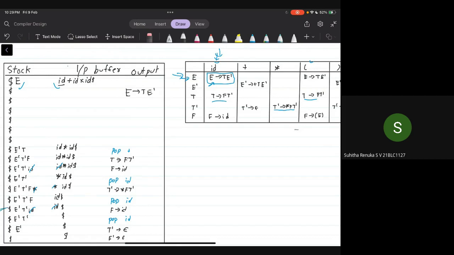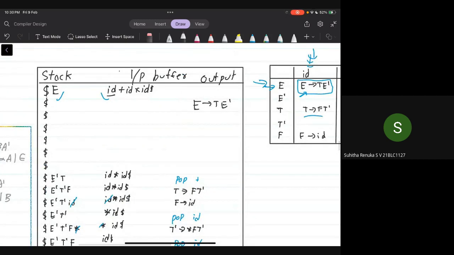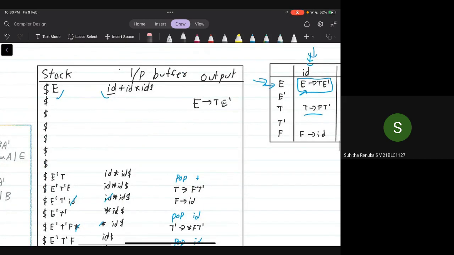Now this is a stack here on the left side. So what you do is, you have to put from the right side. So E will be substituted by E dash and T. You have to write it in the opposite manner. Then you write the same input, ID plus ID into ID dollar. Now again T and ID, check in the table.